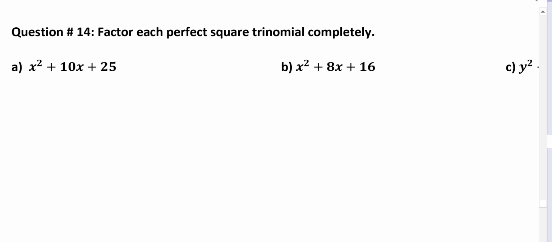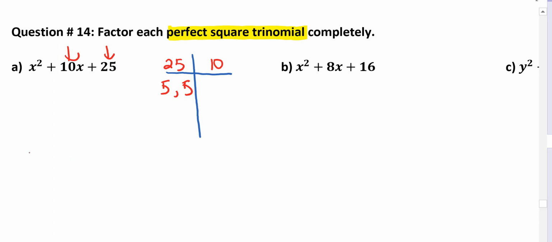I'll be now completing the factoring problems where we're dealing with perfect squared trinomials. And for these problems, you can definitely approach them by using the table method to start off. So the numbers that would go into your table are 25 and 10. So we need two numbers that multiply to 25, and those two numbers need to add to 10. So the numbers that come to my mind are 5 and 5. So 5 times 5 is 25, and 5 plus 5 is 10.